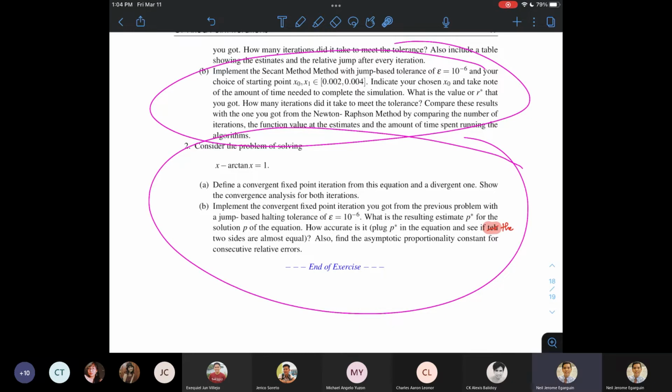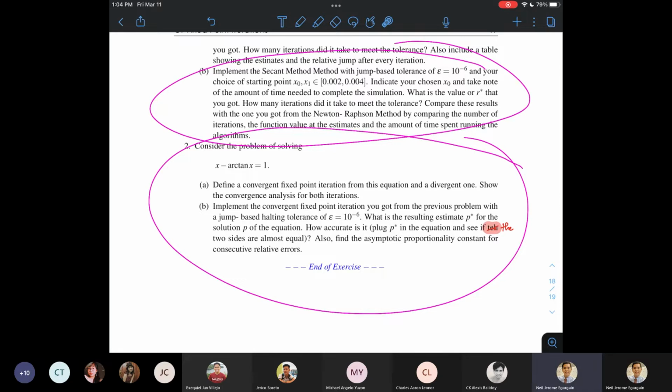Tapos, ang medyo challenging to kasi paghanapin ko kayo ng dalawang fixed point iterations. Well, finding fixed point iterations might be easy kasi una, ito yung equation, agad-agad. Alam niyo na si x equals 1 plus arctan x ay isang fixed point iteration. Okay? Or pwede ko siyang gawin, kaya ko siyang i-define as the fixed point iteration, right?